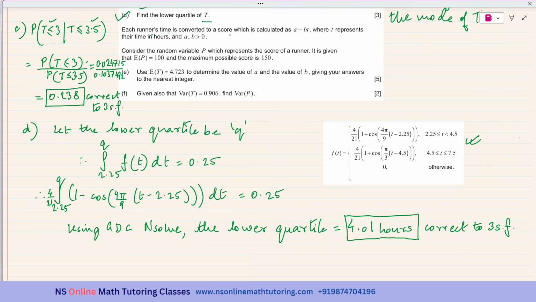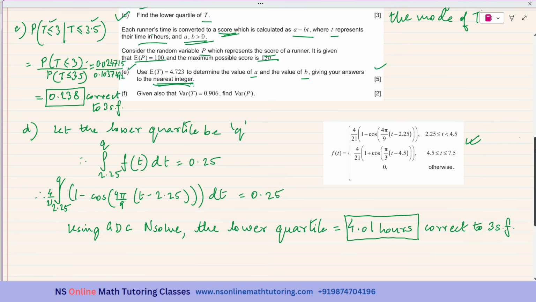Each runner's time is converted to a score which is calculated as A minus BT, where T represents the time in hours and A and B are greater than 0. They are positive numbers. Consider the random variable P, which represents the score of a runner. It is given that the expected value of P is equal to 100 and the maximum possible score, P max, is 150. So part E's question is: use E of T, the expected value of T, as 4.723 to determine the value of A and the value of B, giving your answers to the nearest integer. This is important. It is carrying 5 marks.